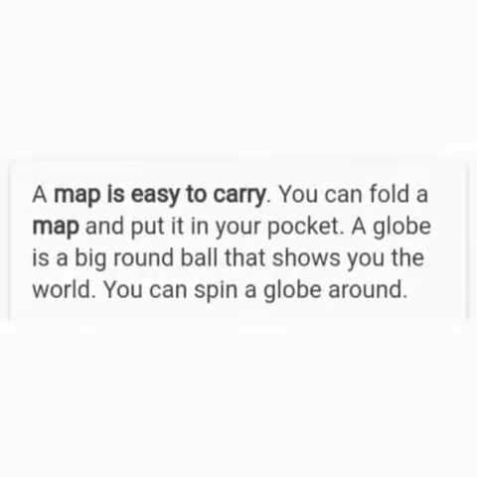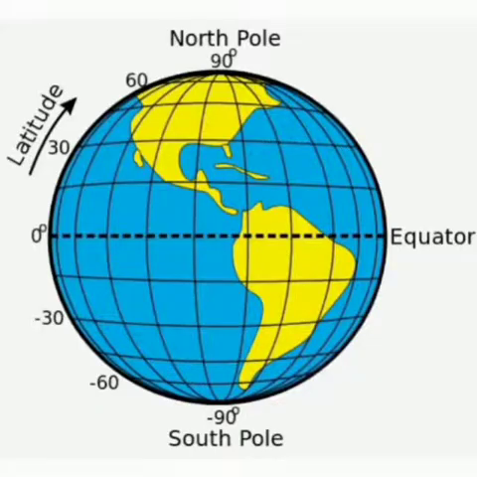And next, children, we find so many important lines and points on a globe. So what are these lines and points on a globe? You can see here. First, north and south poles. They are the two ends of the earth's axis. They are found at the top and at the bottom of a globe.